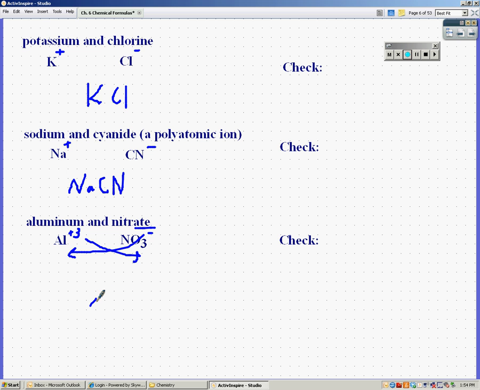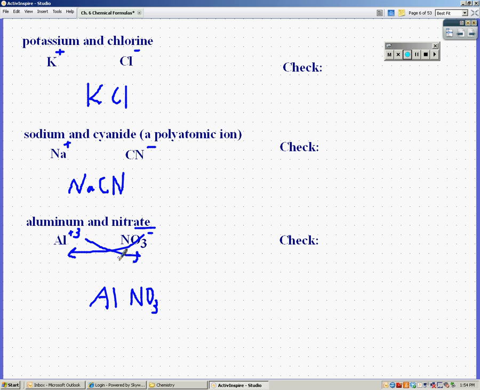And that means I have Al1, and I'm not going to write the 1. And then I have 3 nitrates. Now this is a group of atoms that cannot be separated. So the NO3 stays just like it is. You would never write that differently, okay?